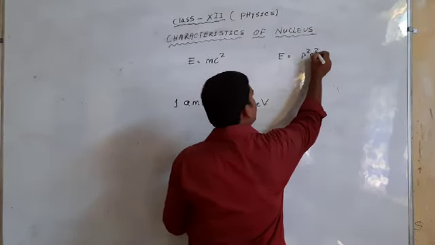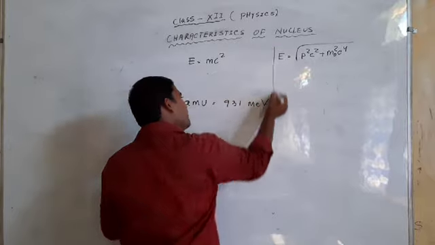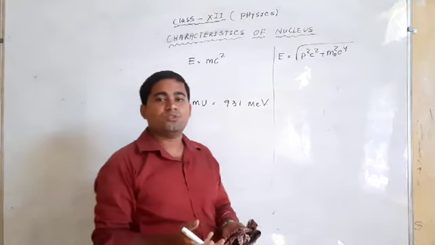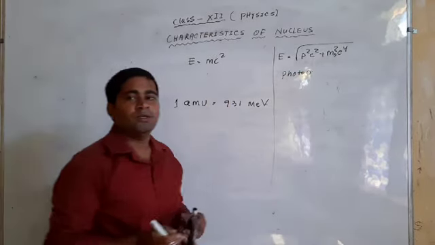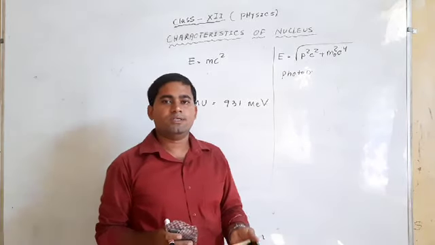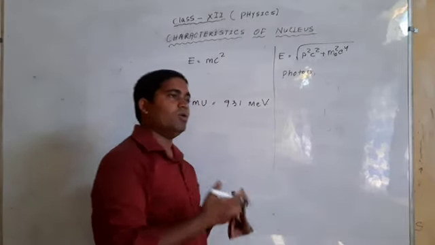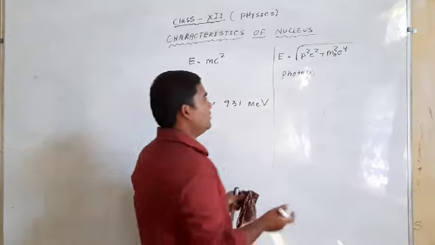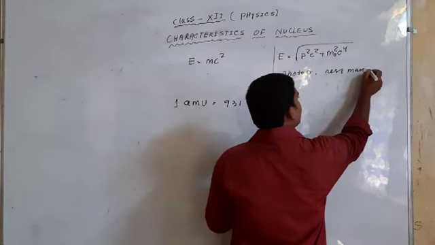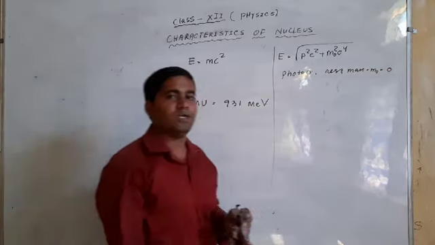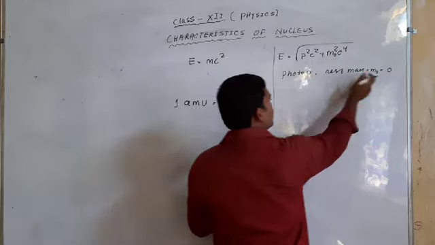E equals the square root of P square c square plus m naught square c to the power 4. If we consider a high speed moving particle, that is a photon, the velocity of the photon is equal to the velocity of light. Since the photon is always in the state of motion, its rest mass m naught equals 0.